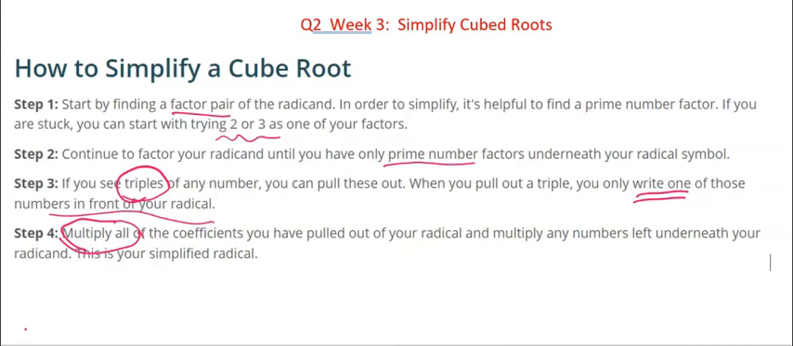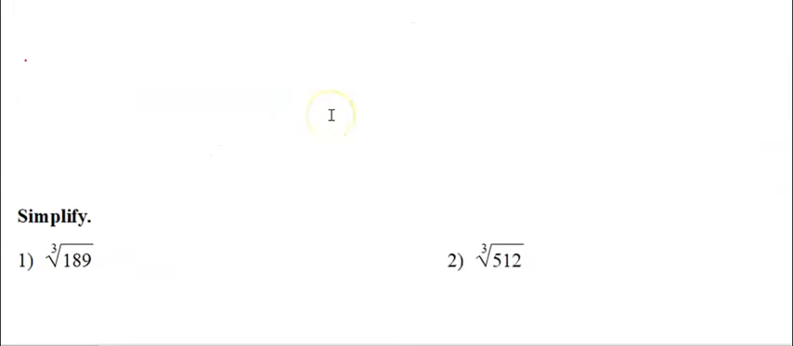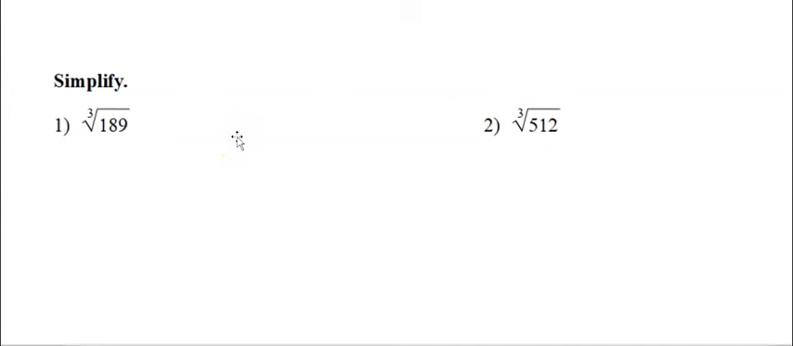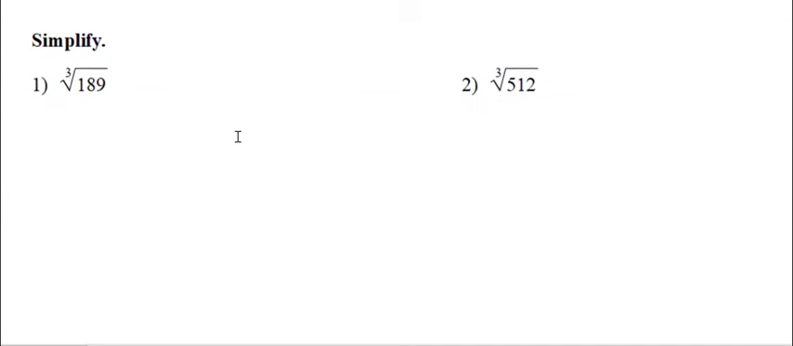All right, so let's go ahead and look at some examples. This week we are going to combine them with numbers only and with variables, so let's just start with numbers. On our first example, we have the cubed root of 189. We notice that there's a little 3 index number, so we want to break that down and look for triples.